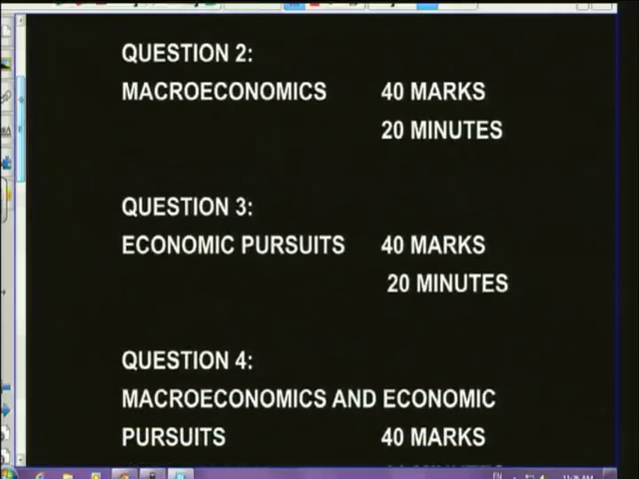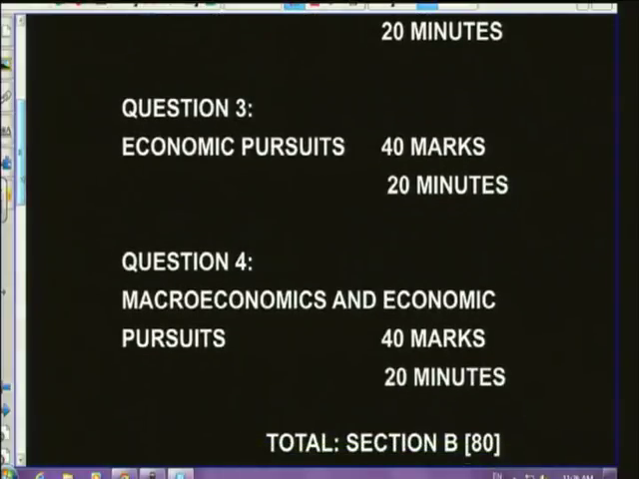Welcome back. Now we're going to discuss section B. Section B consists of 4 questions, and this is what you can expect your exam paper to look like. It starts with question 2, macroeconomics, for 40 marks, and you should spend around about 20 minutes on completing this question. Question 3 will be on economic pursuits, 40 marks, again another 20 minutes.